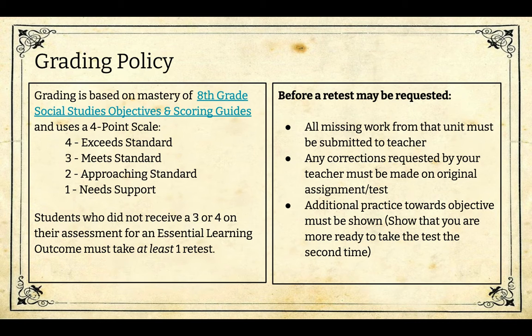is a 4. If you look over on the right side, you'll notice that before you can retest, all missing work from that unit has to be submitted, corrections requested by your teacher must be made on the original assignments, and additional practice towards the objective has to be shown as well. So you can always retest to move up to that level 3. You just have to make sure you have all your work turned in first.